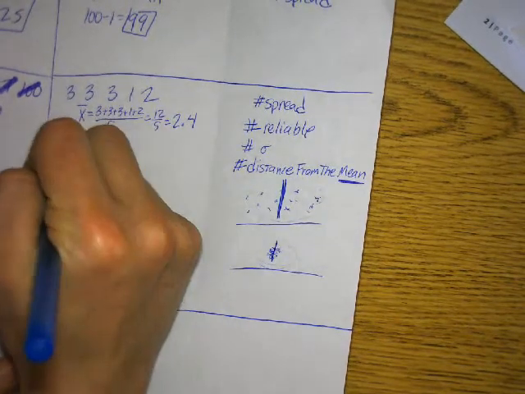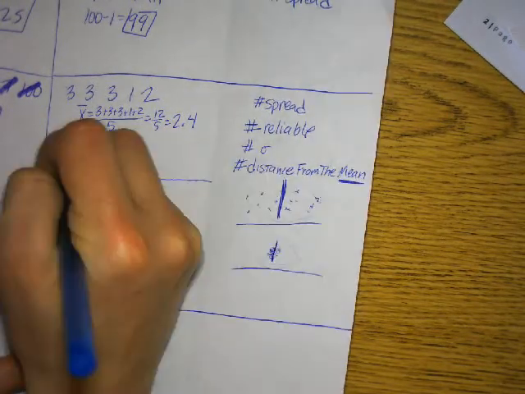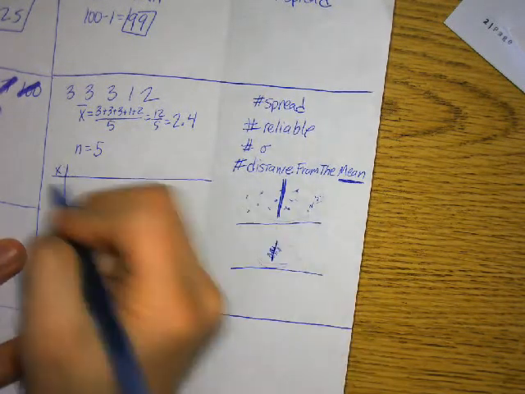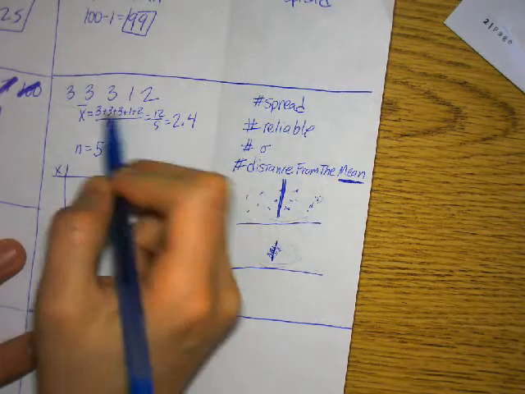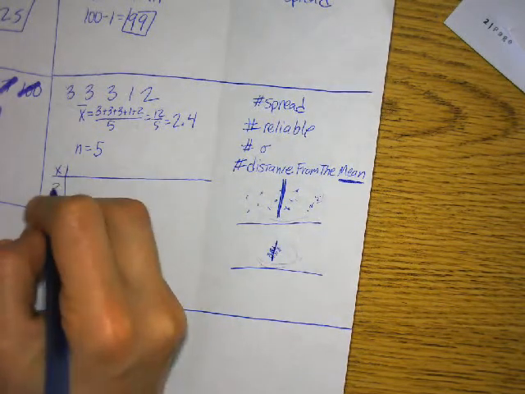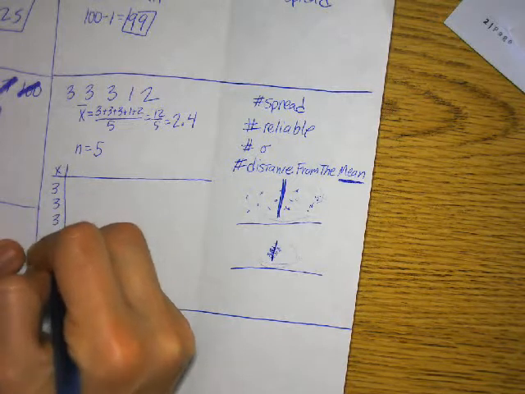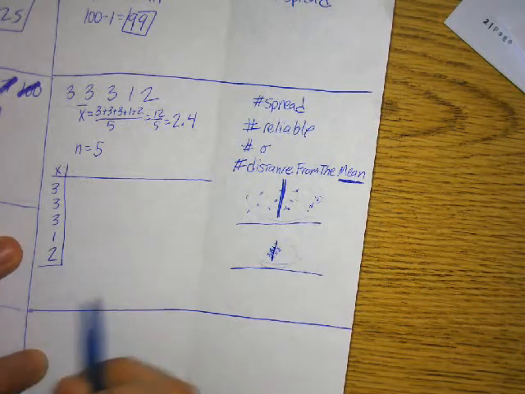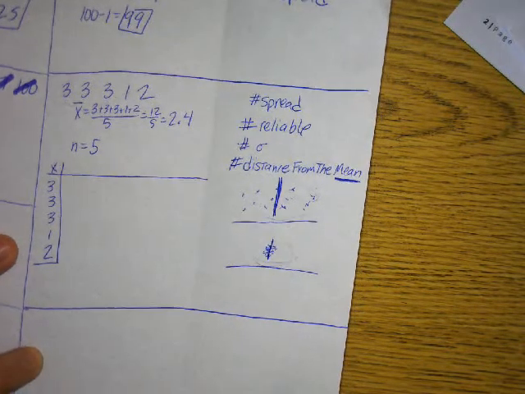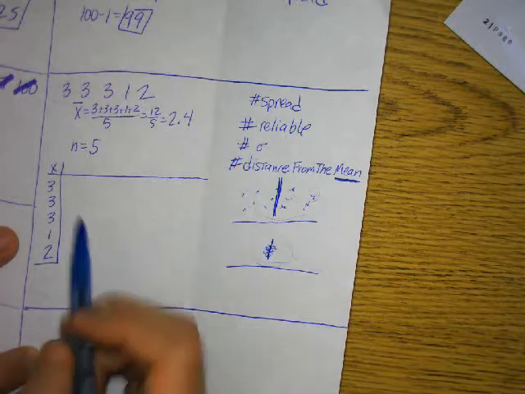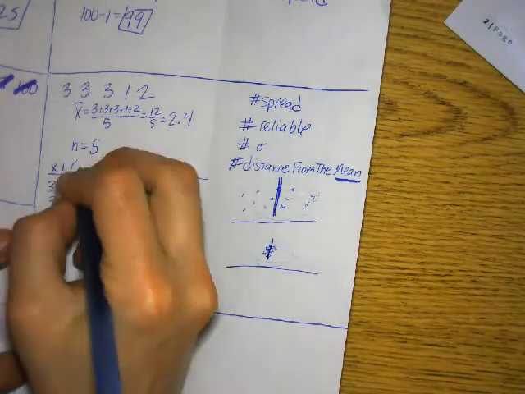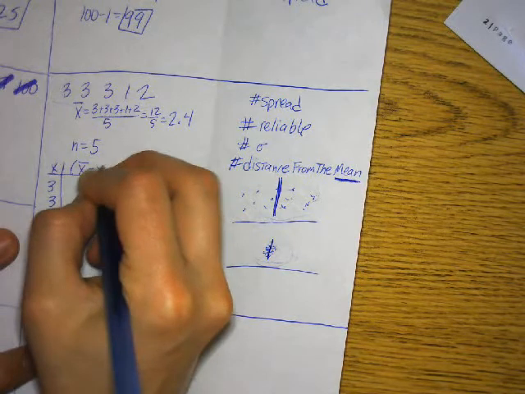To find the standard deviation, we're going to start with creating a table. On the farthest left, we're going to have x. I'm just going to write down these x values. The order doesn't matter. So 3, 3, 3, 1, 2. Make sure you have space beneath your table because we're going to add more underneath it. The next column is going to be x bar minus x.